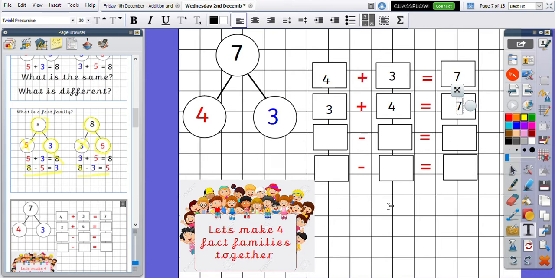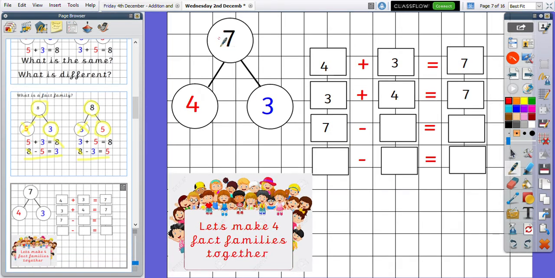Now, can you remember what I said was an important tip to remember for my subtraction sentences? If you've remembered, well done. And it's that the biggest number always comes first, because you can only take away from the biggest number. So I'm going to put my biggest number, which is 7, into the first space. Okay, so I want you to imagine we've started with this 7 here.